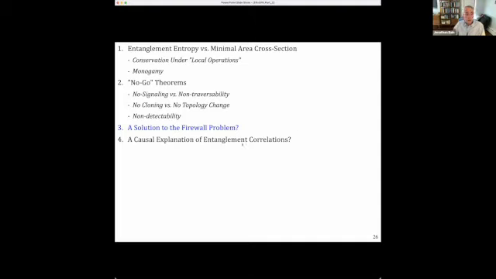The third and fourth parts involve stepping back. I'm now considering, regardless of the motivations for ER equals EPR, what are some potential applications we might put it to? And in part 3, I'd like to consider the original application that Maldacena and Susskind put it to, namely as a potential solution to the firewall problem associated with the information loss paradox.